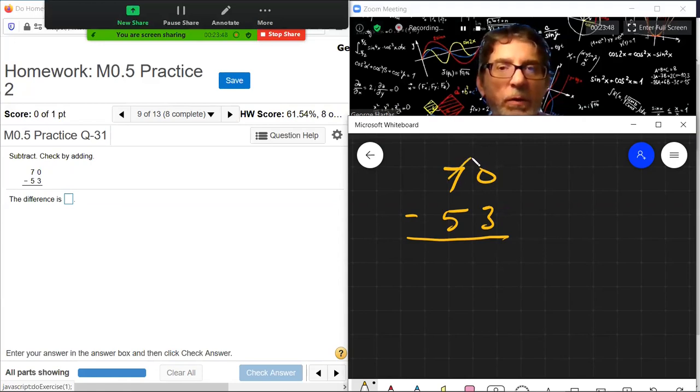So we have to borrow from the 7. We got to borrow 1 from the 7. The 7 becomes a 6. The one that we borrowed from the 7 makes this a 10, just by simply putting the 1 in front of the 0. So now we have 10 minus 3, and that's 7. And then here we have 6 minus 5, and that's 1. So our answer is 17.